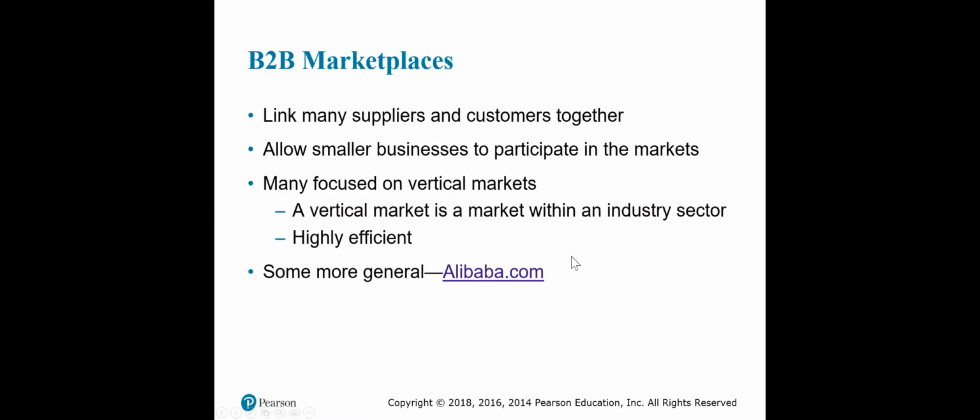So supplier and customer portals enable interaction between a single company and its many suppliers or many customers. But setting up such portals tends to be beyond the reach of small to mid-sized businesses because of the cost involved in designing, developing, and maintaining this type of system. To solve this problem, many B2B marketplaces have sprung up.